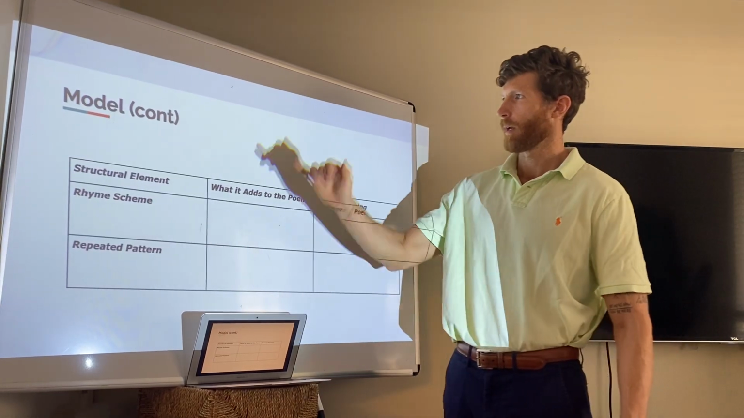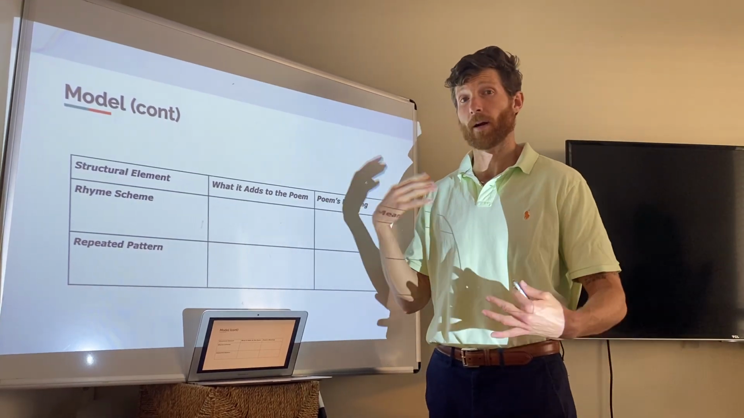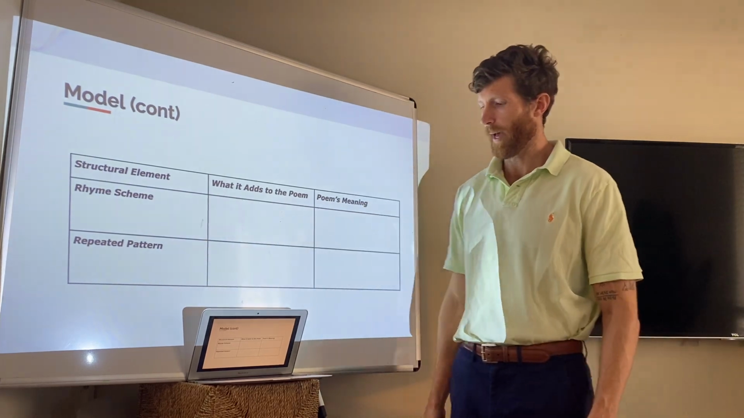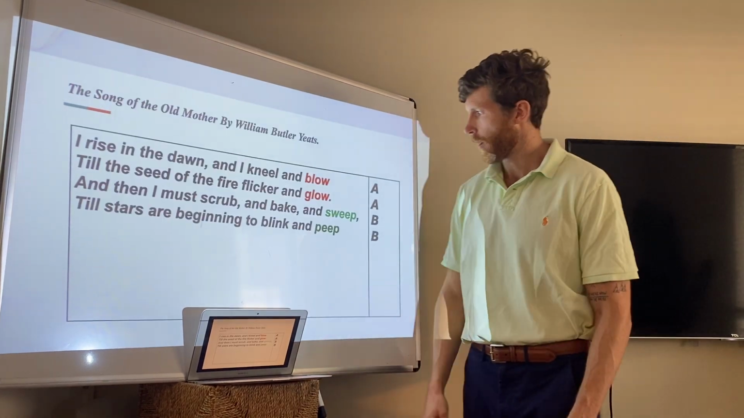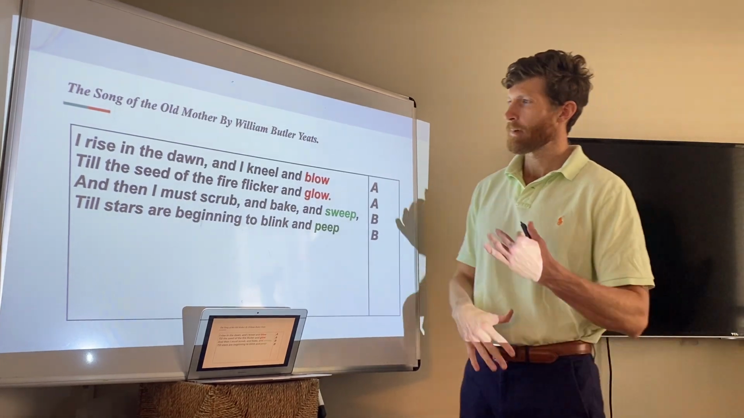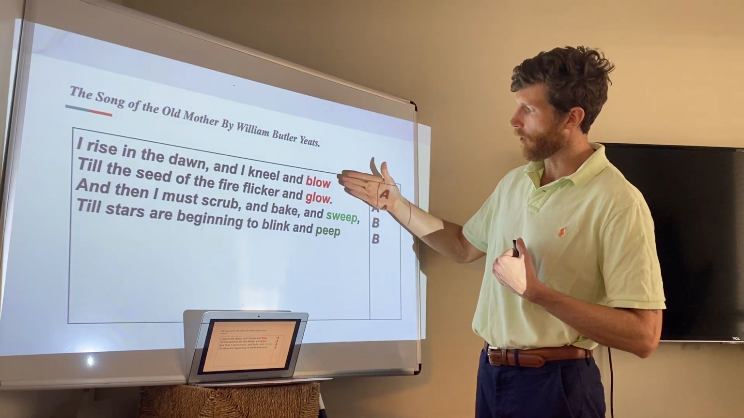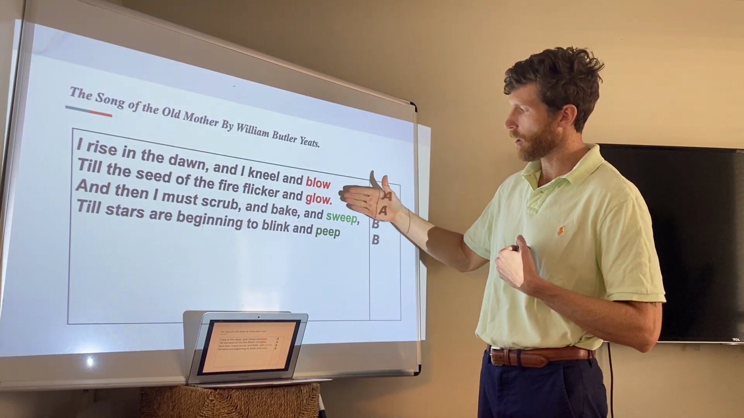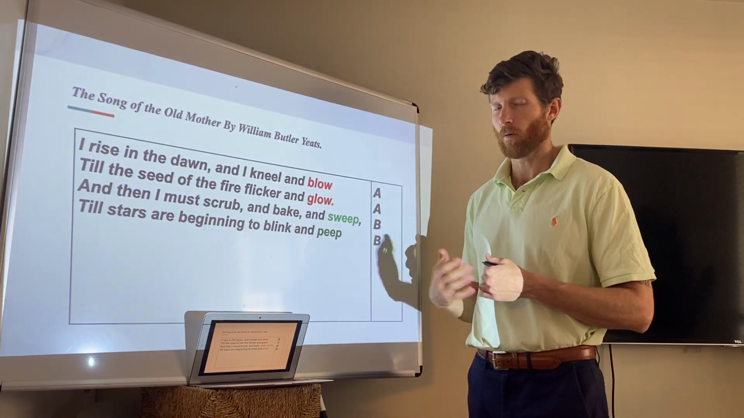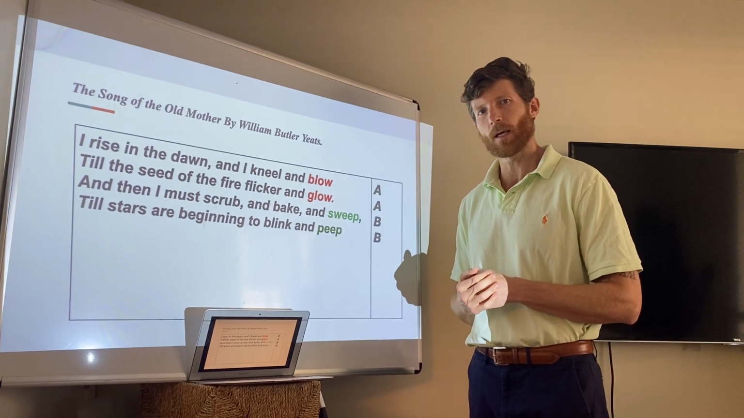I'm going to use this kind of graphic organizer to analyze my thoughts or to organize my ideas. So I've got rhyme scheme and repeated pattern. Now, I already know that the rhyme scheme is AABB. I'm going to think about a repeated pattern. If I look at all of these words, blow, glow, sweep, peep, these are all verbs or action words. So that's a repeated pattern that I'm seeing with this poem.